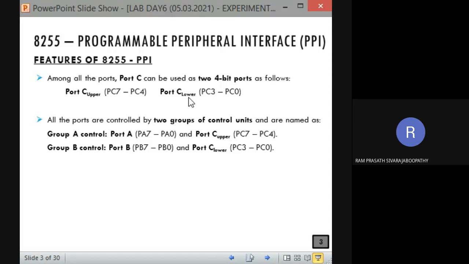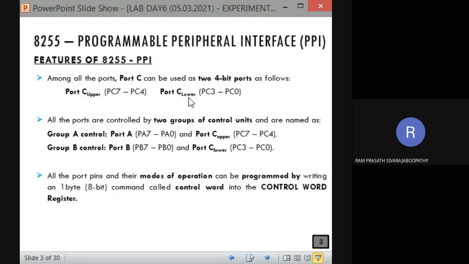Yes. Okay, fine. Next. All port pins and their mode of operation can be programmed by writing a 1-byte command called control word. அதாவது இந்த port pin எல்லாமே வந்து பாத்தீங்கன்னா you can operate in different modes by writing a 8-bit pattern that we call it as control word. Where we have to write the control word register. Fine. We have one register named control word register in 8255. By writing some 8-bit pattern on that particular register, you can program 8255. That's why we said programmable peripheral interface.